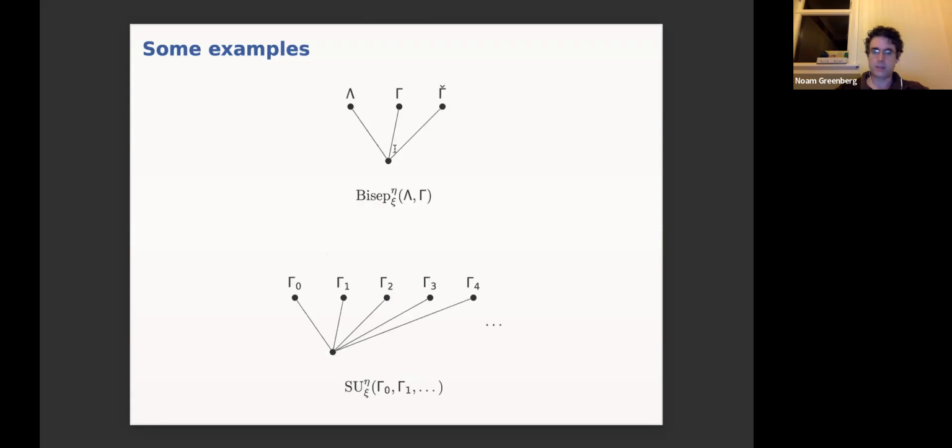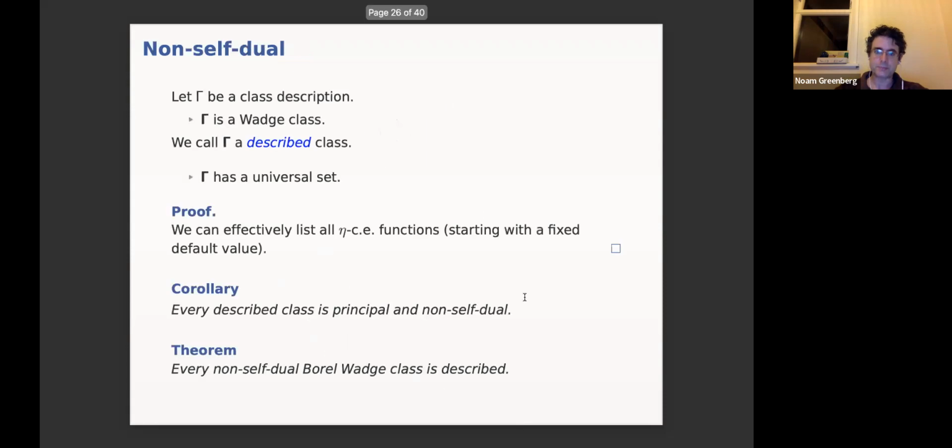This is the tree for two-sided separated unions. I'm starting with a lambda computation procedure, and then I can switch back and forth between gamma and gamma dual. And the separated union is I'm starting with gamma 0, and then I can change my mind back and forth about which of these infinitely many outcomes to take. So all of Louveau's classes have a nice pictorial representation.